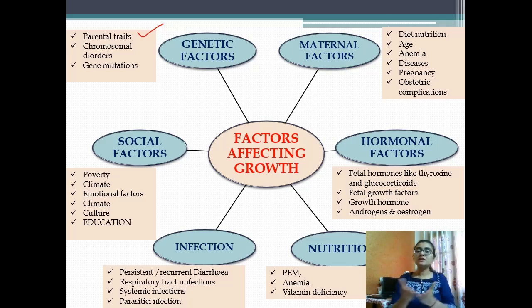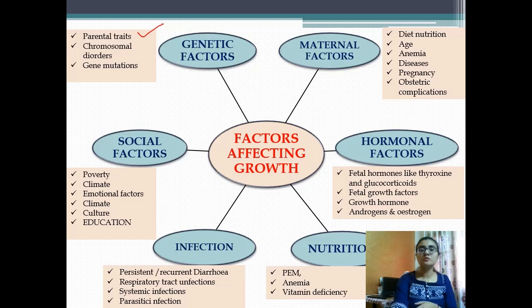The traits which we take from our parents, we will be like that only. If our parents are tall, the child will be tall. If the parent is stunted, the child will be stunted. This is something which we inherit from our parents.